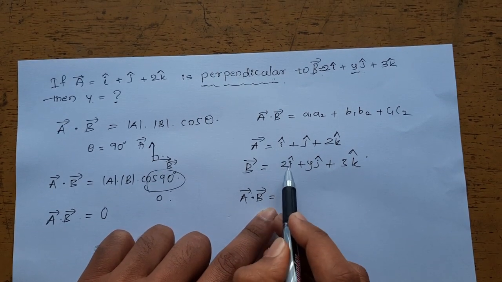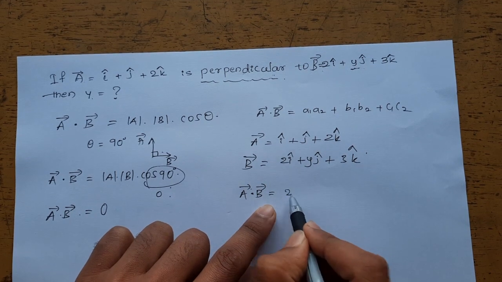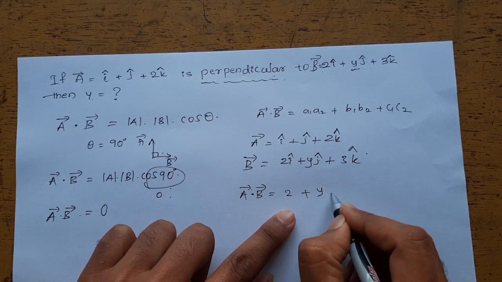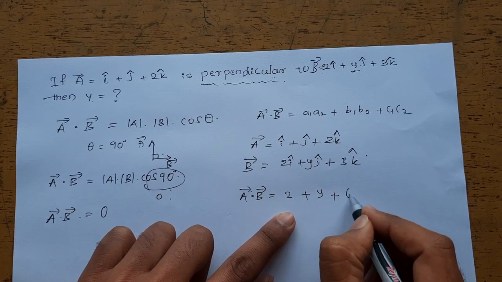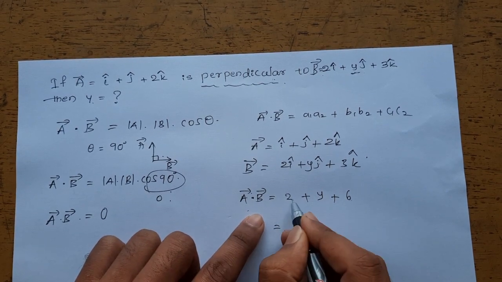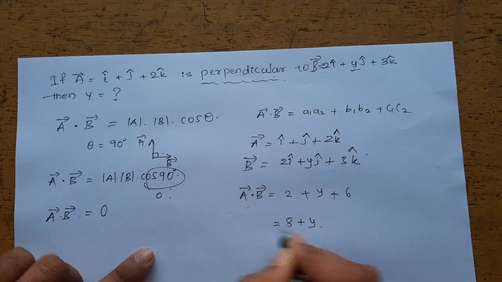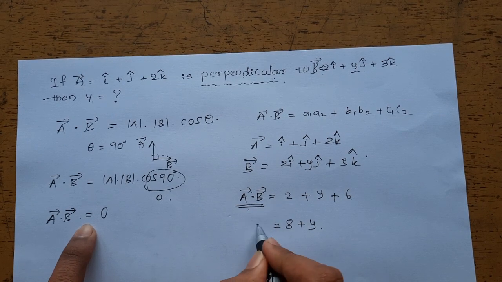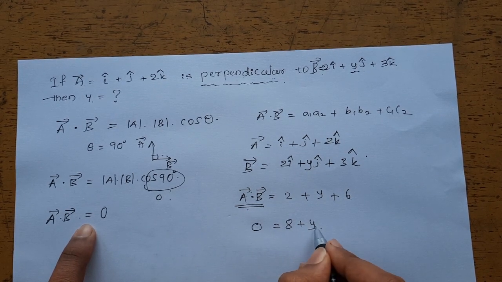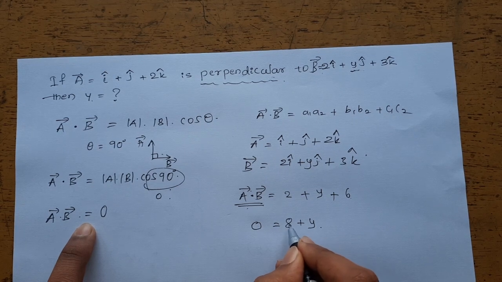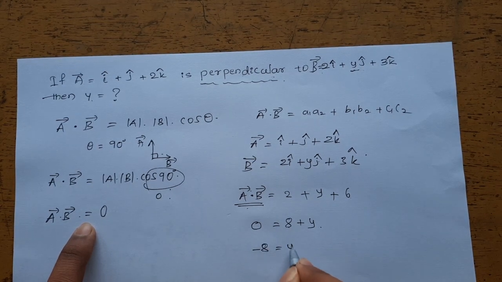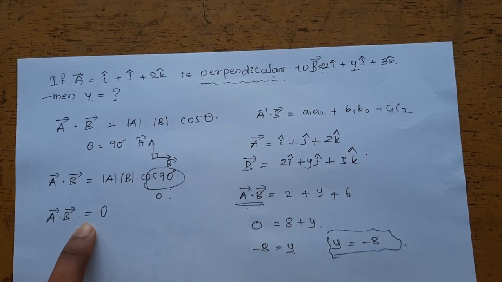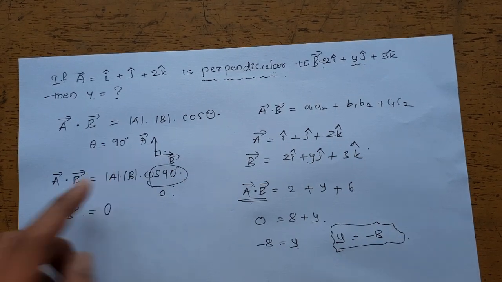Same unit vectors and their magnitudes. i dot i is 1, 2 into 1 is 2, plus j dot j is 1, y into 1 is y, plus 3 into 2, that is 6. Then A dot B is 6 plus 2, that is 8 plus y. Here we know that A dot B is 0, so we can write 8 plus y is 0. Then y is equal to, 8 will go to the other side, minus 8. Therefore, y is equal to minus 8. This is the answer. How to calculate the y value? By using these two formulae.